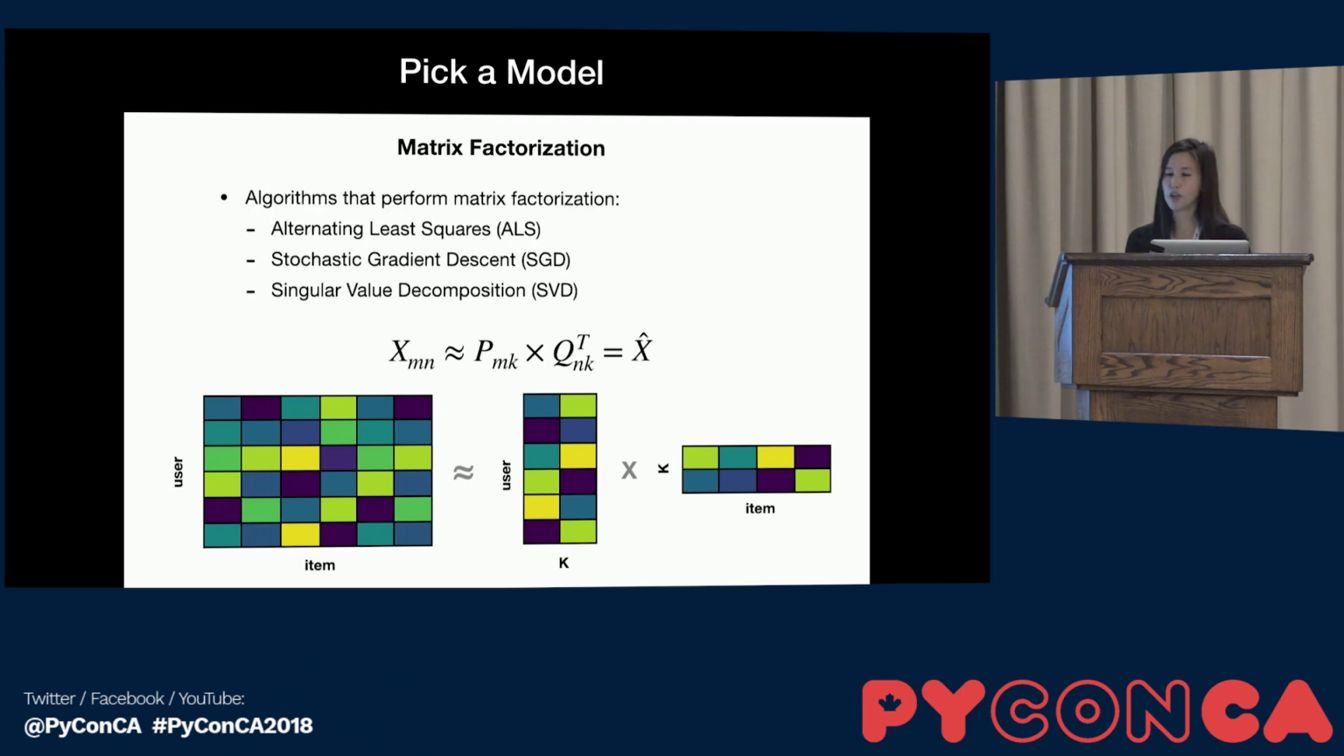Okay, so there are a variety of algorithms for us to implement matrix factorization. A couple examples are alternating least squares, stochastic gradient descent, and singular value decomposition. I'm not going to go into the details of how each of these algorithms are actually implemented and the math behind it, but let's just pick alternating least squares as our model for our pipeline.